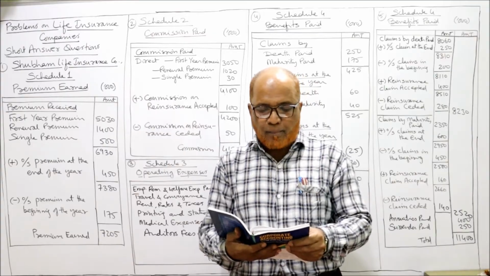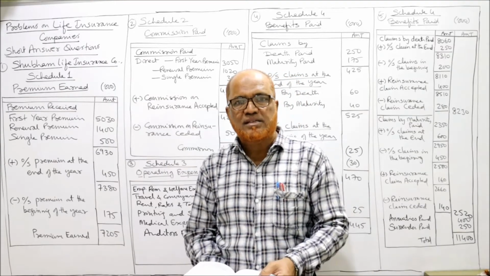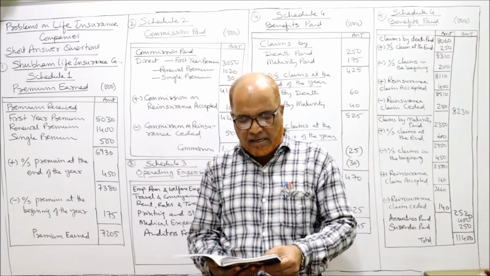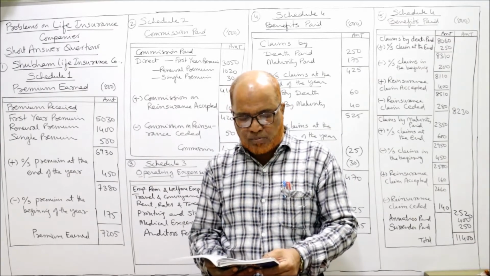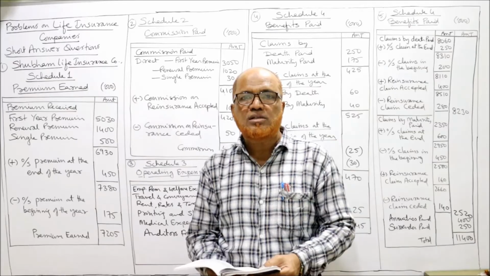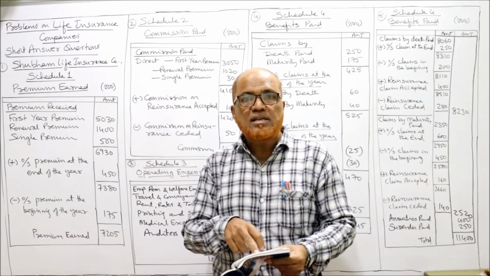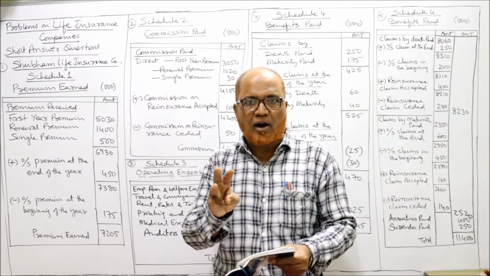Travel and conveyance, employees remuneration and welfare expenses. Then travel and conveyance, rent rates and taxes, printing and stationery, medical expenses, commission to agents. Now see here the items given. पहला employees remuneration, ये third schedule में आएगा, operating.